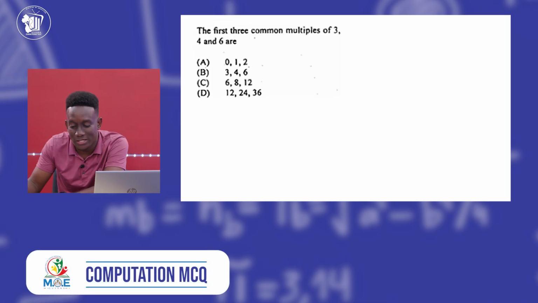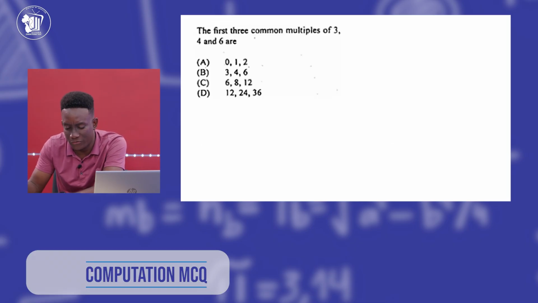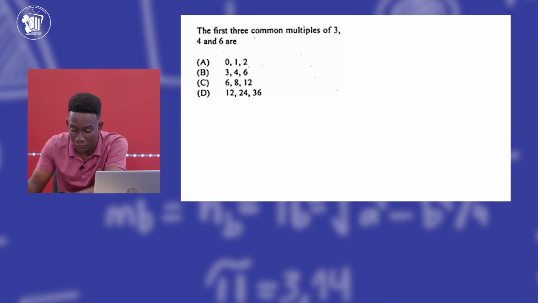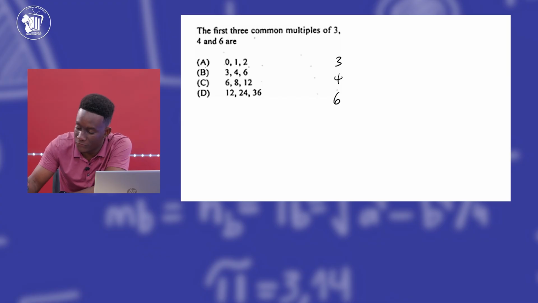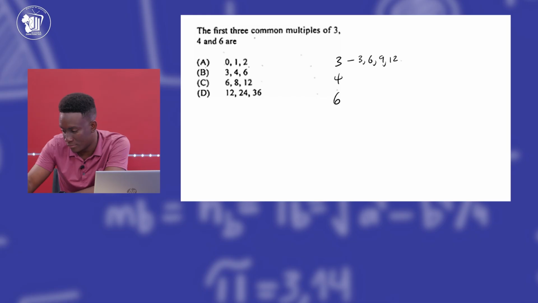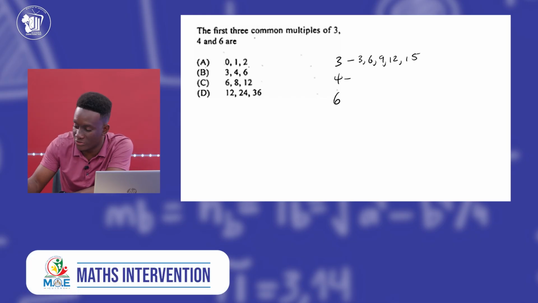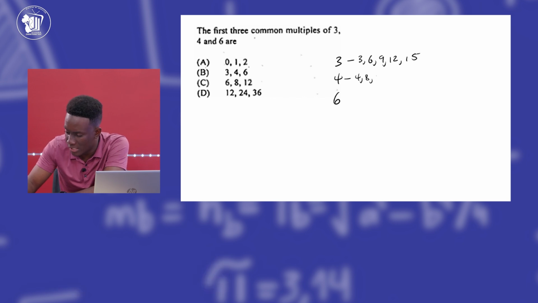The next question says, the first 3 common multiples of 3, 4, and 6 are... So we have 3, 4, and 6. The multiples of 3 would be 3, 6, 9, 12, 15, etc. The multiples of 4 would be 4, 8, 12, 16, 20. The multiples of 6 would be 6, 12, 18, 24.